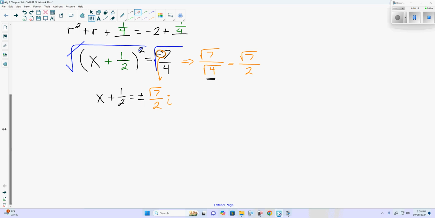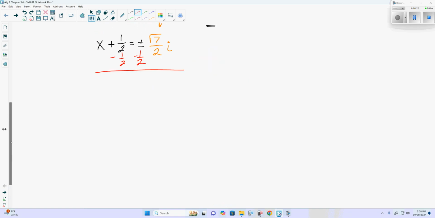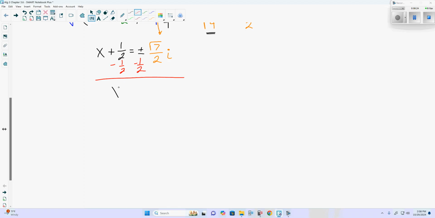And last but not least, we need to subtract the 1/2, telling me that x is equal to -1/2 plus or minus the square root of 7 over 2 i.